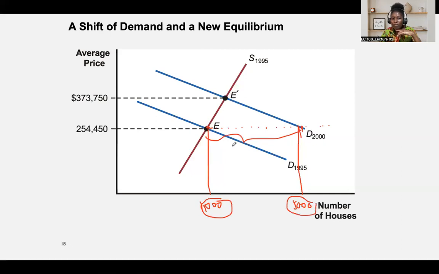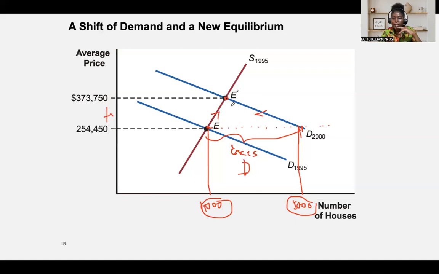So again, we have excess demand. When there's excess demand, there's pressure to increase price. There will be pressure to increase price because there are people who are willing to pay more. So there will be an increase in price, up to this point here.